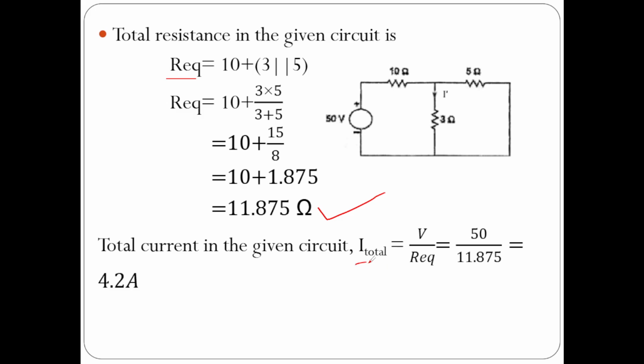Now what is the total current? This is the total current coming out of the source, I total. Total current is V by R equivalent. V is the 50 volts total voltage, and R equivalent is the total resistance in the given circuit. 50 by 11.875, you will get 4.2 amperes.